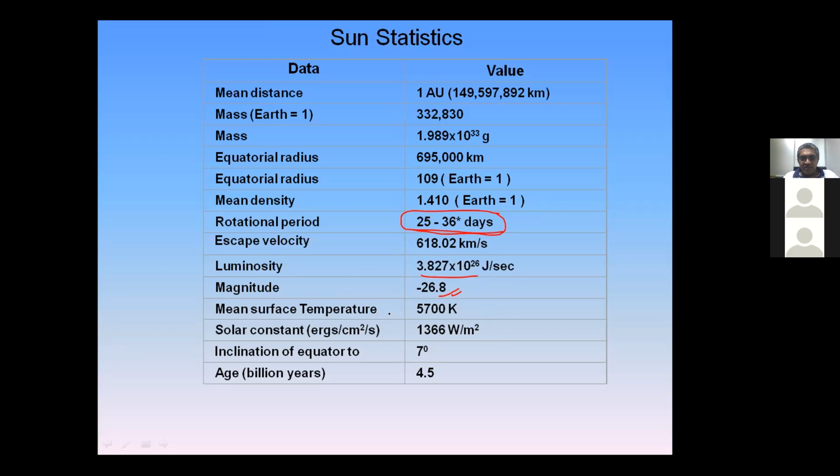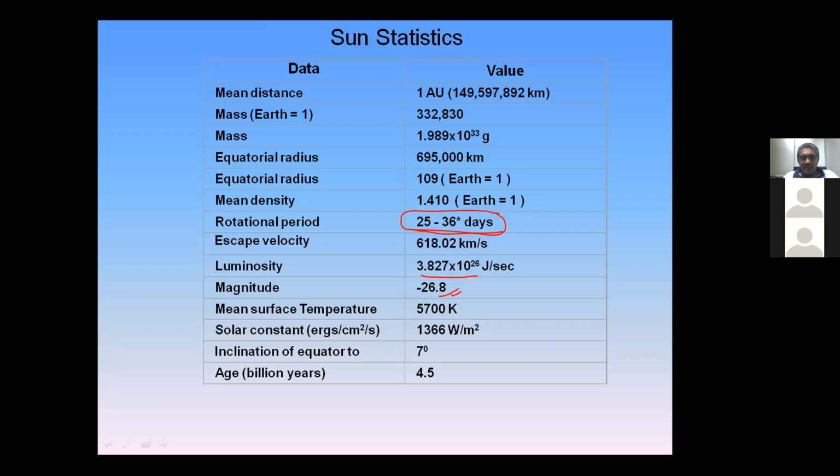Mean surface temperature. The surface temperature is 5,700 K. So our sun is a G-type star, right? In the spectral order, we can classify a star according to its temperature. So very hot stars, like maybe 30,000 K, are called O, and then there's another group B, then the temperature drops down, O, B, A, F, G, like that. So our star is a G-type star.